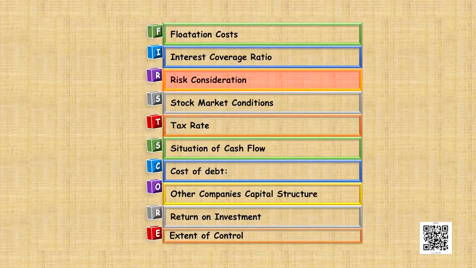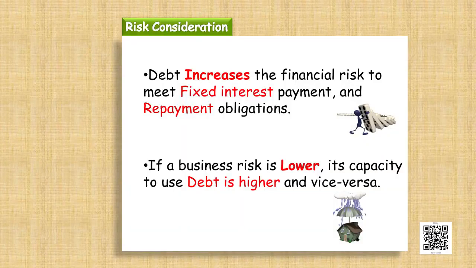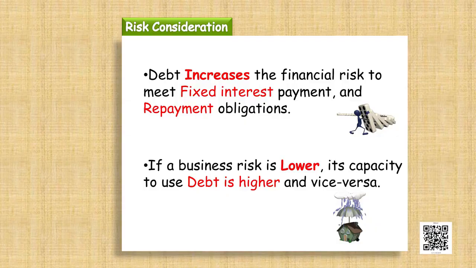Now, we have the next factor, which is risk consideration. Debt increases the financial risk, that is, to meet the fixed interest payment and the repayment obligation, the company will have to earn more. This increases the risk for the company. If the risk is lower, then the company can use debt, but if the risk is already higher, then the company should use equity to its advantage.